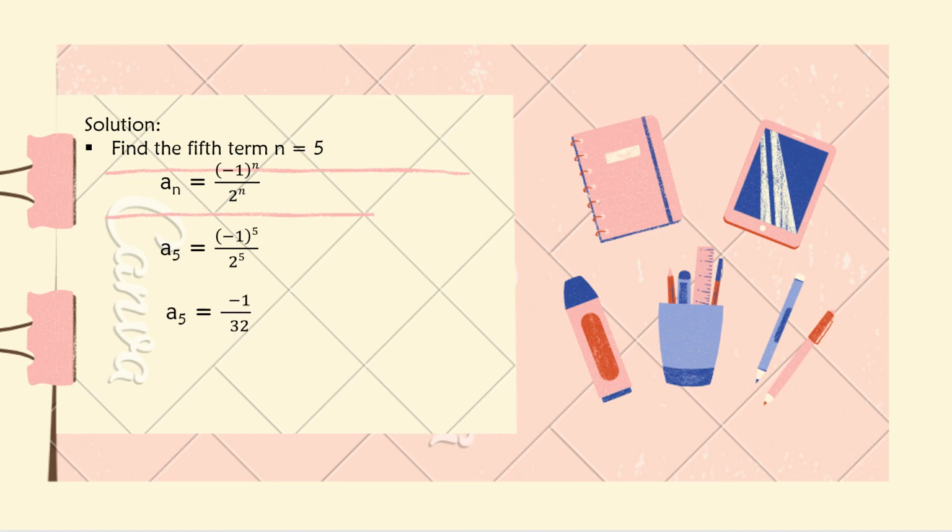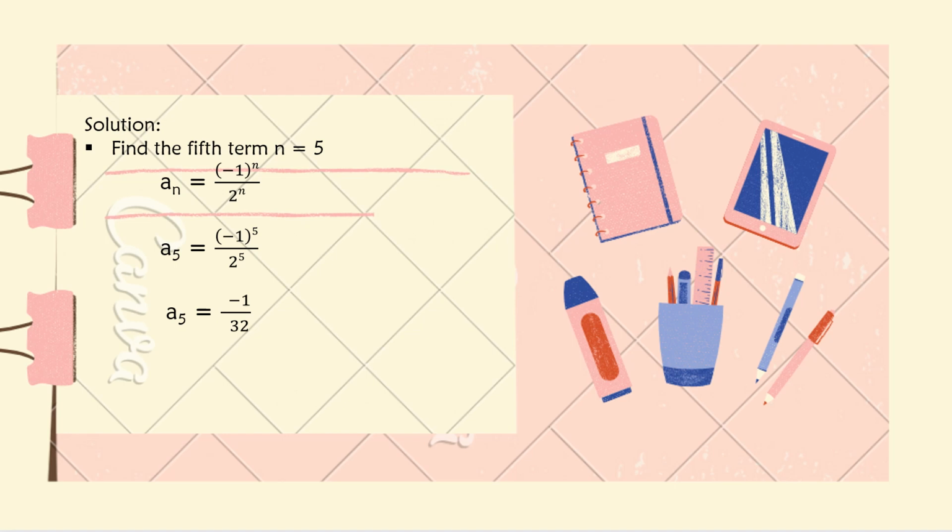Okay, so let us find the fifth term. So we have a sub n is equal to the quantity of negative 1 raised to 5. So what is the exponent? Odd or even? Very good, odd. So the sign of our answer, or of the product, is negative. So, multiply 1 by itself 5 times. So, that is 1. And then the sign is negative.